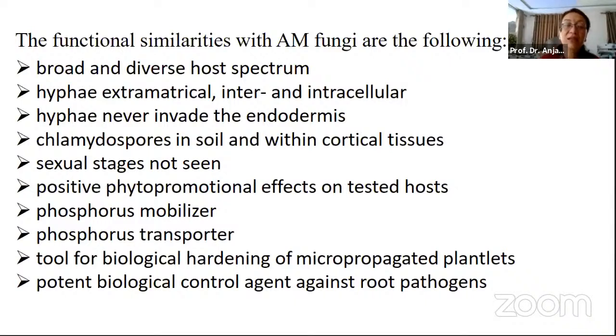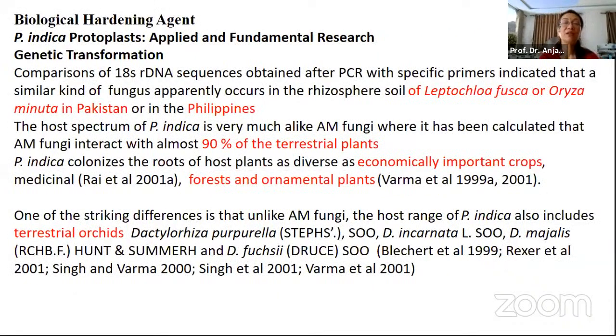And biological hardening here means that when the plantlets are ready to be transferred to the field or ex situ conditions, they have been incorporated with this fungus, Piriformospora indica. This is known as biological hardening in micropropagated plantlets. So they can survive the harsh conditions ex situ, and it also promotes the phytopromotional effect on the plants.